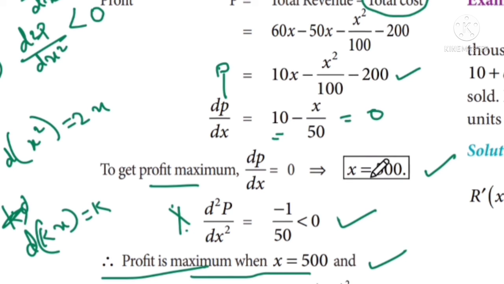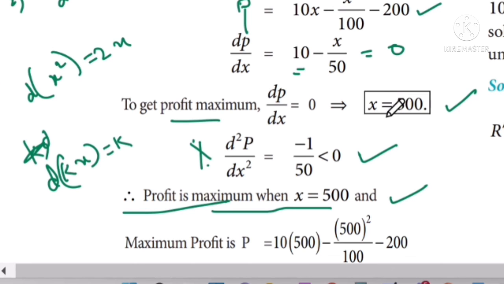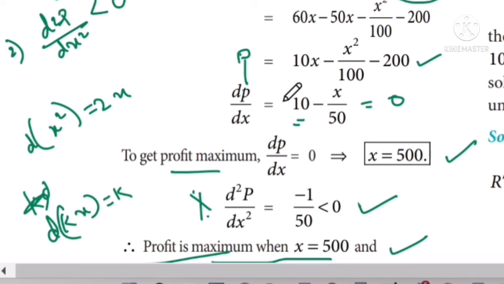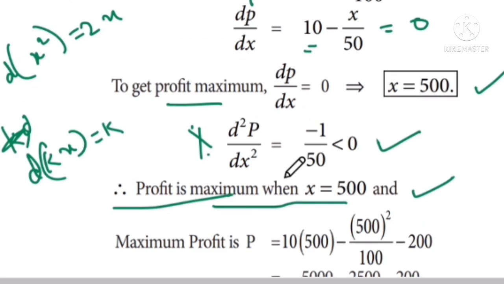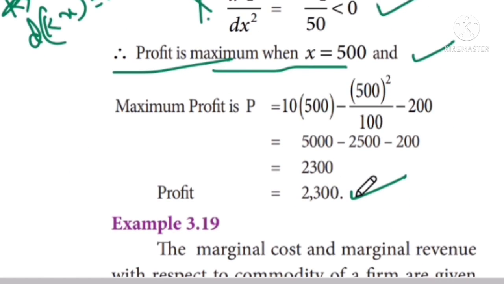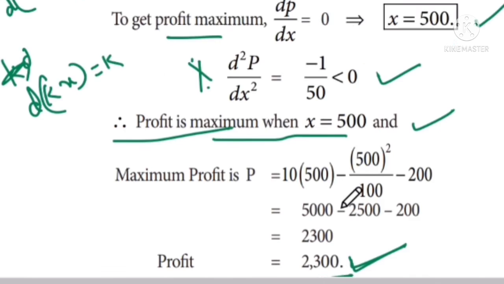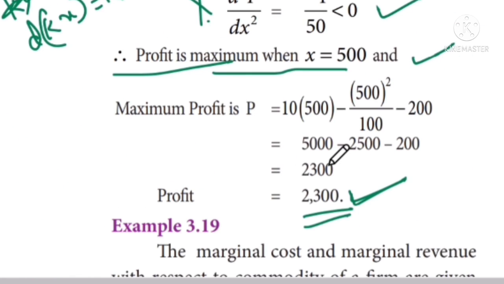So what is the maximum? When x, the number of output, is 500, you get the maximum profit. Maximum profit you get when your output is 500. What is the maximum amount you're getting? You put that in the profit function that you found. Understood? So substitute that. The maximum profit that you receive is 2300, not more than that. Depending on the sales and the rate, everything, the maximum profit you can get is only 2300.